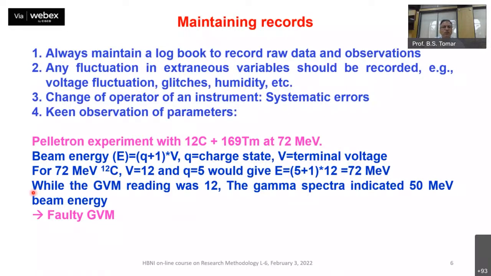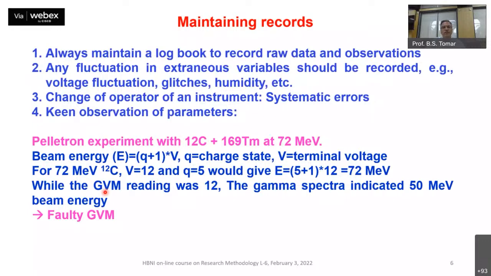Now in the control room, there is a magnet reading, and that will tell you the terminal voltage. That terminal voltage should be 12. So it was 12.000 or something like that. Based on this, if you are getting some beam, then you expect it to be 72 MeV. So everything is going very fine.